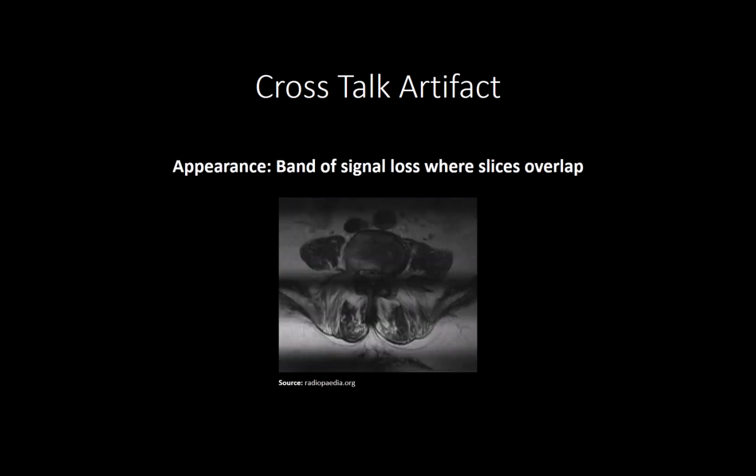The appearance of this artifact is a band of signal loss where the slices overlap. You can see this artifact streaking across the image through the spinal canal, which is not good when you're trying to image the spine in the axial plane.